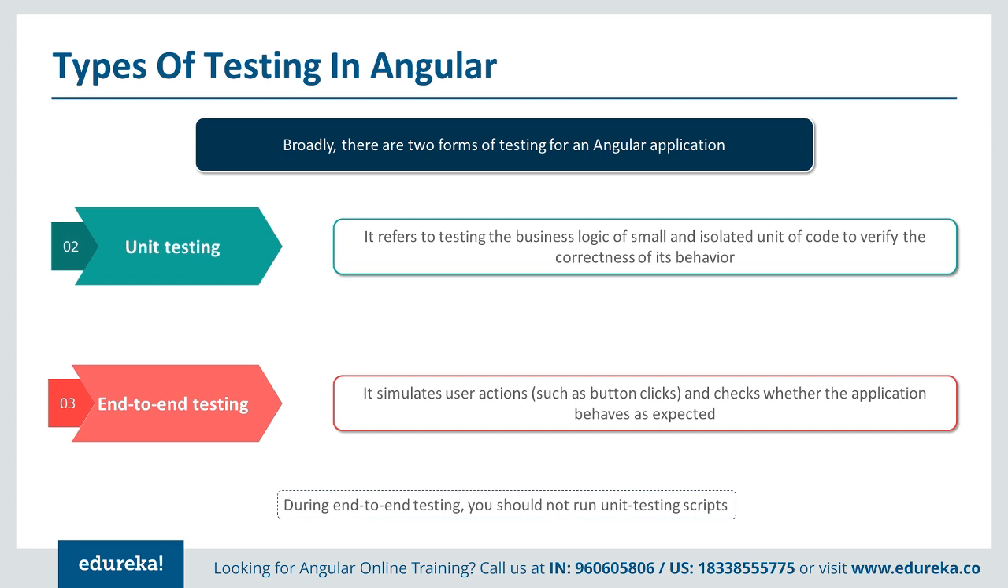End-to-end testing simulates the user actions and checks whether the application behaves as expected. It simulates the user behavior. Like I'm a user, I'm logging into Facebook: username, password, click on a button. You fill the data, click, and validate the username and password, whether it is wrong or not. When you see an error message, you retry. It works the same way as user behavior. During end-to-end testing, you should not run the unit testing scripts.